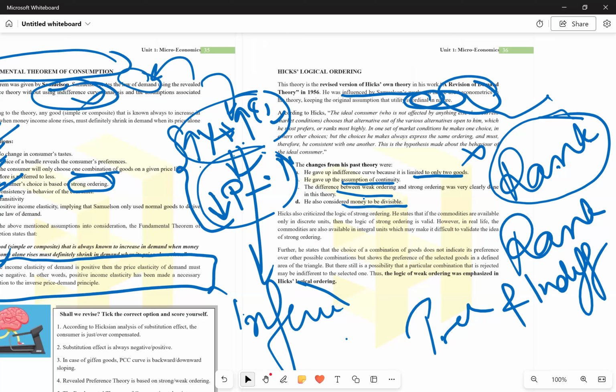Hicks said that yes, I was wrong in your indifference curve analysis, that we are only indifferent. There are two goods. We can be consuming different bundles or different combinations of two goods, and they can yield the same level of utility to us. So we can be indifferent. But in reality, we can make a choice. And that's what his improvement from your indifference curve analysis was. Okay.